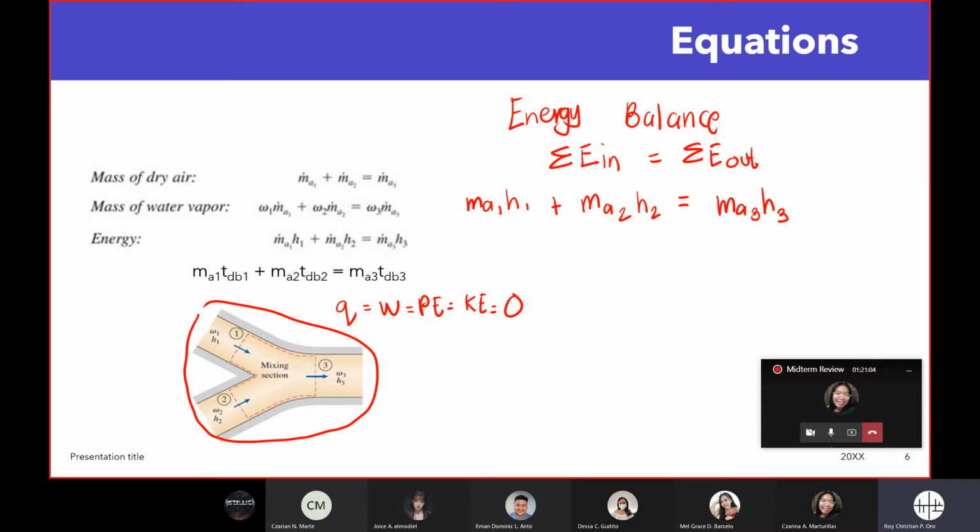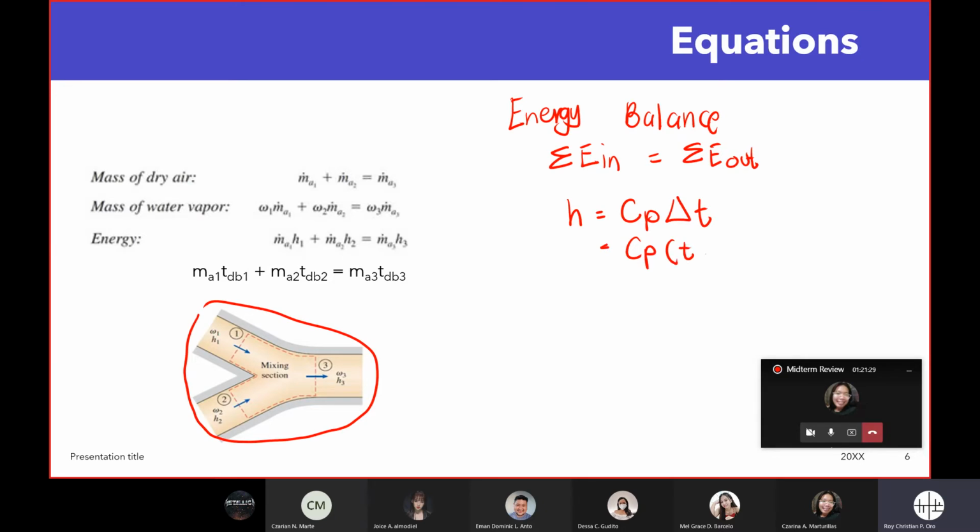Now what about the last one? Actually, that equation cannot be found in most textbooks. And why? It's because that equation is just derived from the energy balance. What do I mean by that? We know that the enthalpy is equal to the specific heat times the delta T. If we break that down, it becomes Cp and the dry bulb temperature minus the reference temperature. Usually, this reference temperature is just 0 degrees Celsius, which means that the equation just becomes Cp and the dry bulb temperature at that enthalpy.